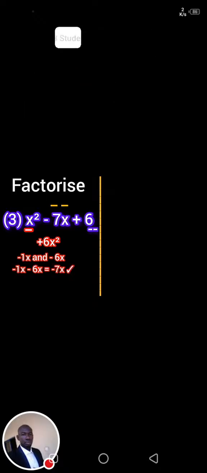Minus 1x and minus 6x will give us what? Minus 7x. And when we multiply them, we are going to have plus 6x squared. That is minus times minus is plus. 1 times 6 is 6, and x times x is x squared, and that gives us plus 6x squared. Then since we have gotten the numbers to replace minus 7x, we replace minus 7x with minus 1x minus 6x. Then we have x squared minus 1x minus 6x plus 6.